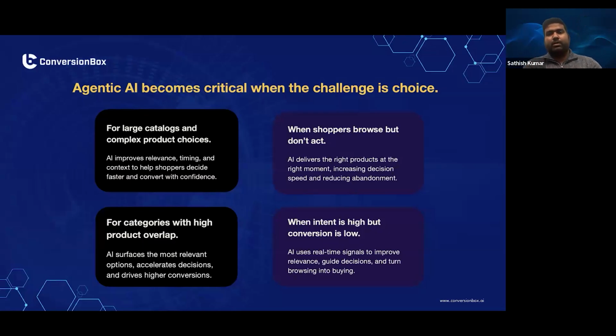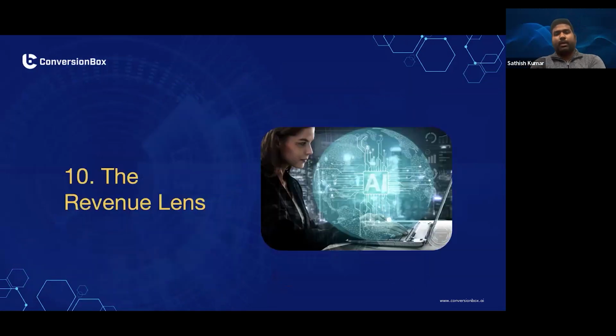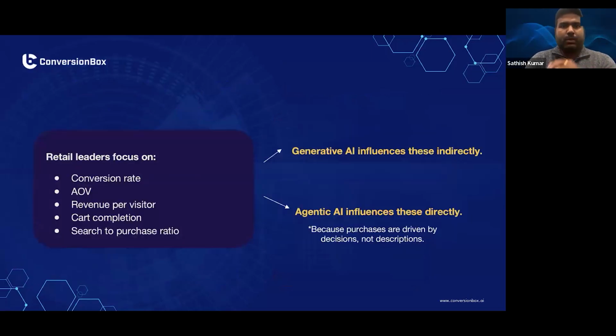So the intents should be understandable by these tools. So basically how we look at all these things is through a revenue lens. Retailers who focus on conversion rate, average order value, revenue per customer, cart completion, or search-to-purchase ratio generally go for agentic AI. Gen AI to an extent influences them indirectly.